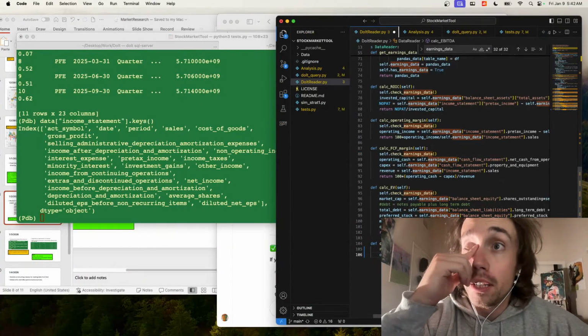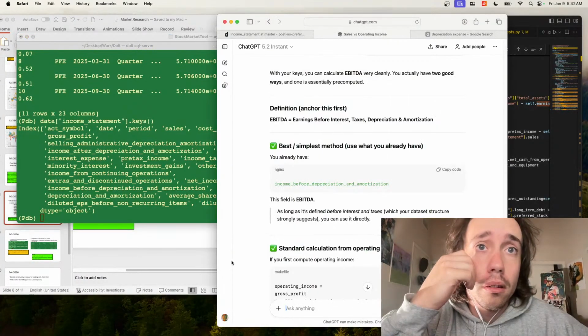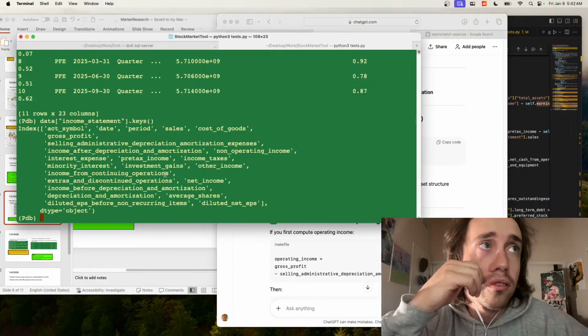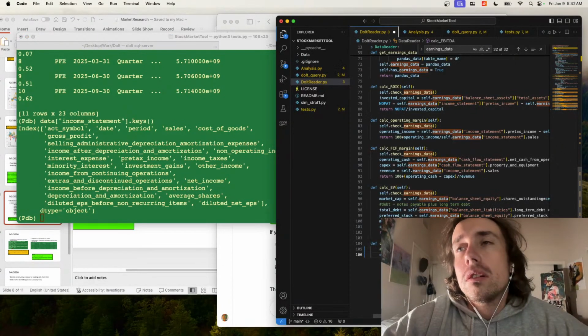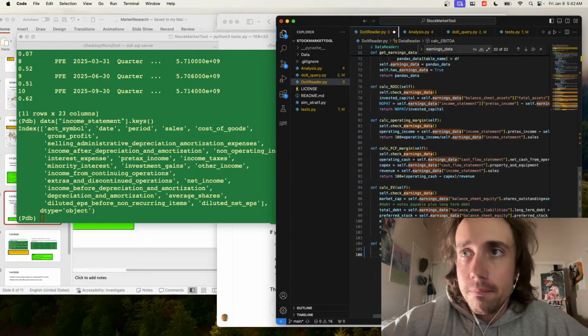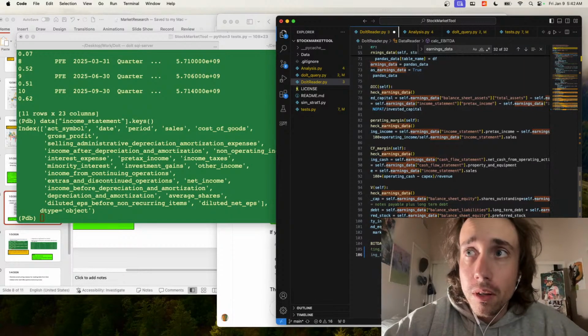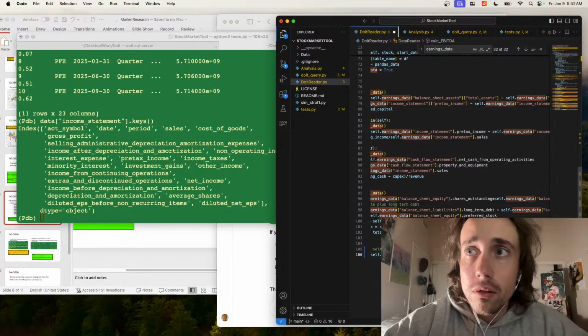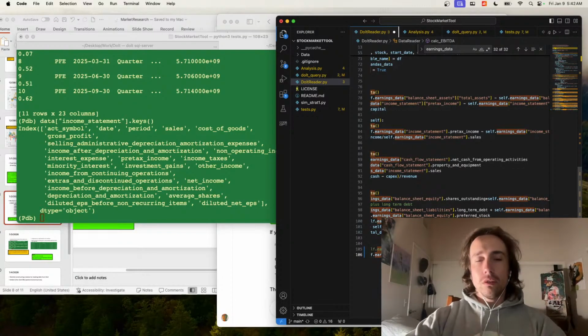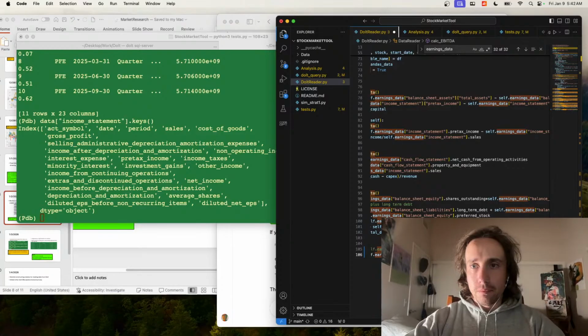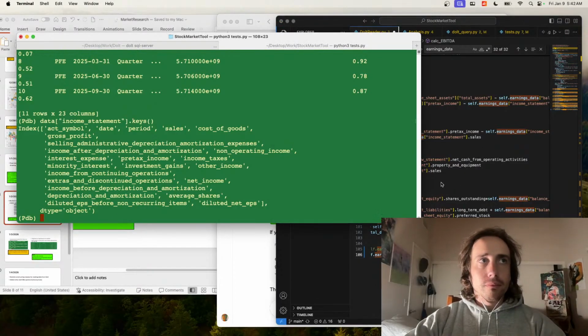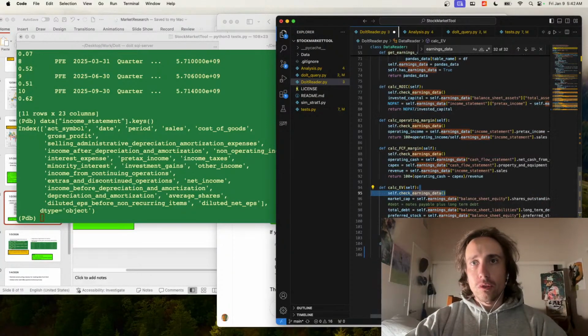Operating income is earnings data of income statement of what? Income before depreciation and amortization. Let's just return that.